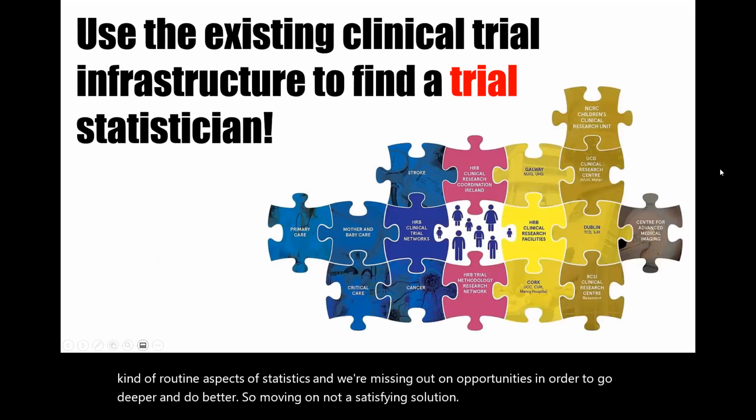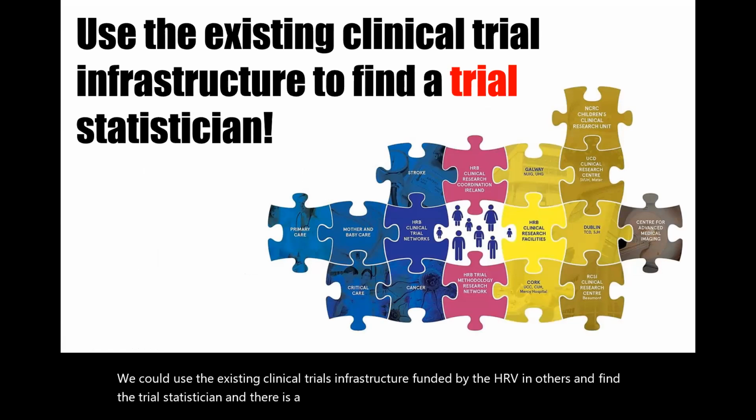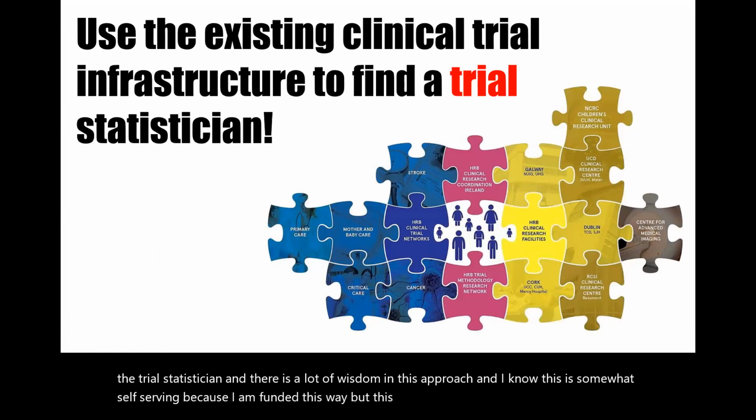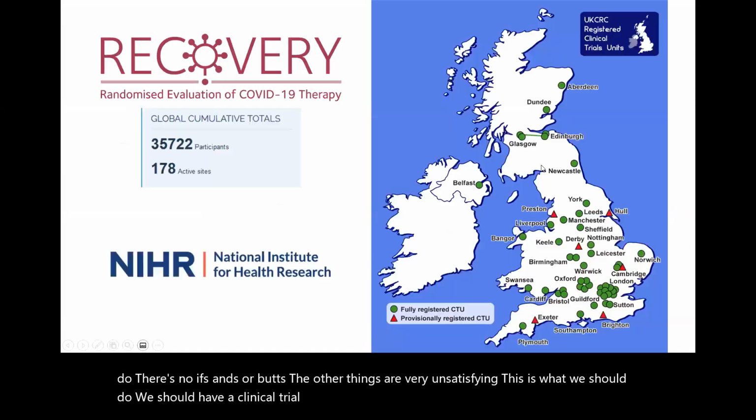Now, we could use the existing clinical trial infrastructure funded by the HRB and others, and find a trial statistician. And there is a lot of wisdom in this approach. I know this is somewhat self-serving because I am funded this way, but this is a really good idea. This is what we should do. There's no ifs, ands, or buts. The other things are very unsatisfying. We should have a clinical trial infrastructure, and that should include statisticians.